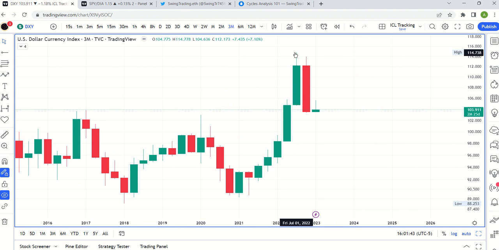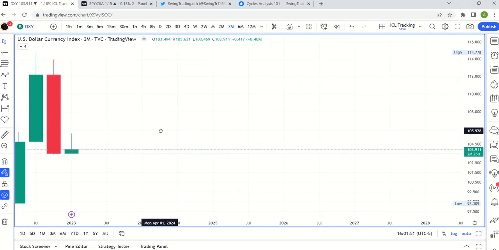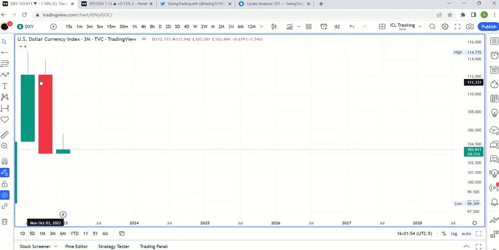But this was the candle from Q3 2023, and this is our Q3 2022. I'll zoom in on these, I just want to make sure you can see these in all their glory. So this green candle is Q3 2022. This big red candle is Q4 2022.